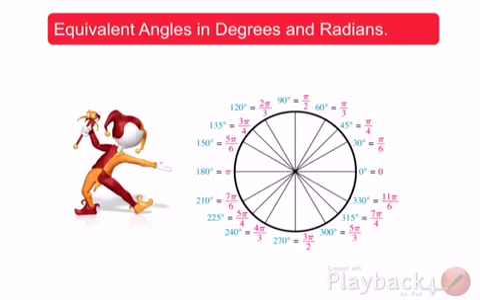Equivalent angles in degrees and radians. So this is just something that you can have a reference to if you like. You'll become more familiar with this stuff as we go along. If I look here at my 30 degrees, that's pi over 6.